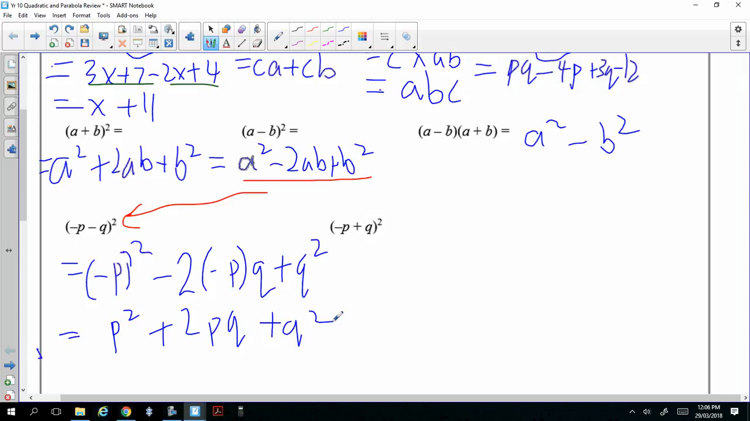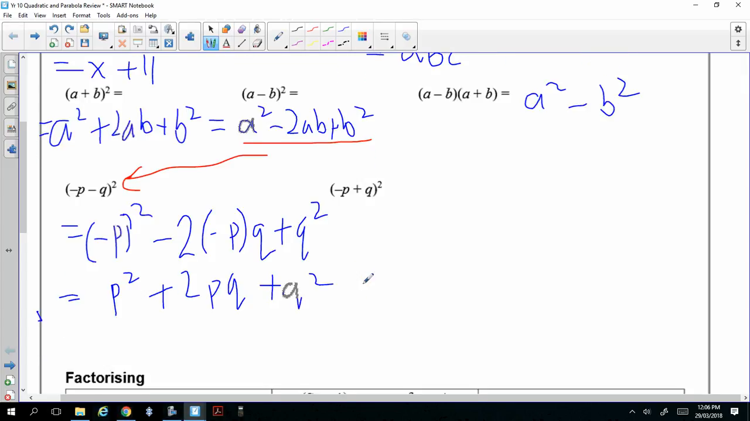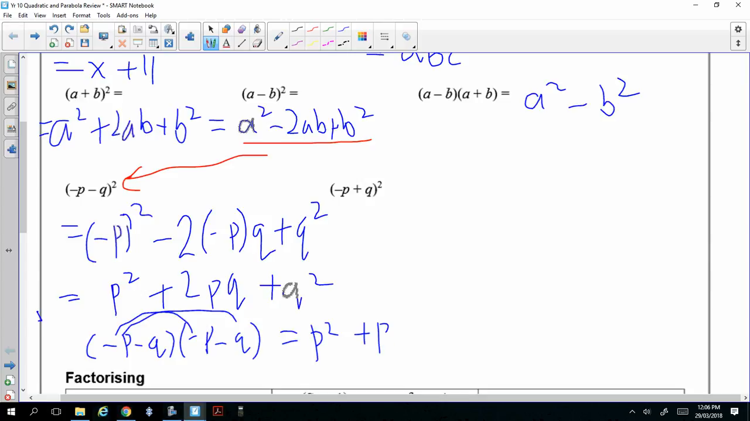But if that confuses you, you can always write it as a double bracket. And you just go like this. You will get positive p squared plus pq plus pq plus q squared. You get the same thing. So you can do it the long way. Okay, right, try the next one.